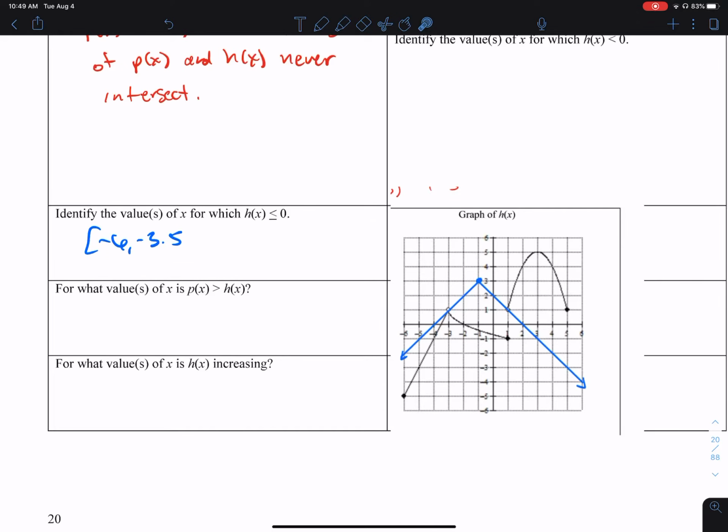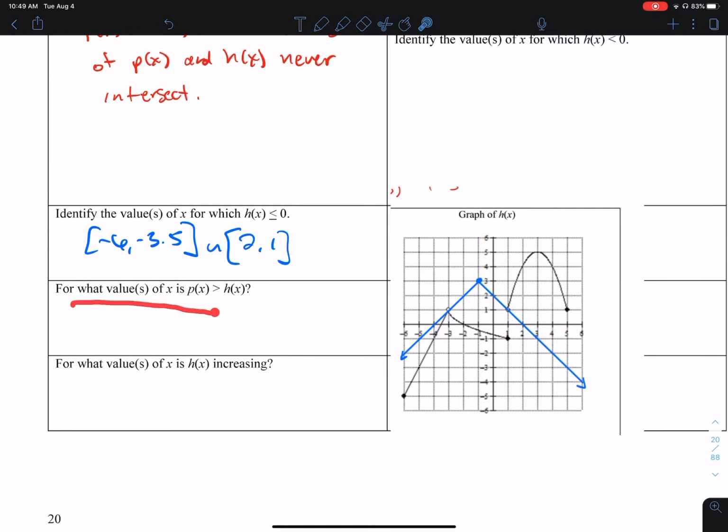I'm sorry, this says less than or equal to. So this negative 3.5 would be inclusive. It says equal to, so that includes where it is on the x-axis. And then it's going to include negative 2 inclusive to 1 inclusive, because it says equal to. Less than or equal to means on the x-axis or below it.